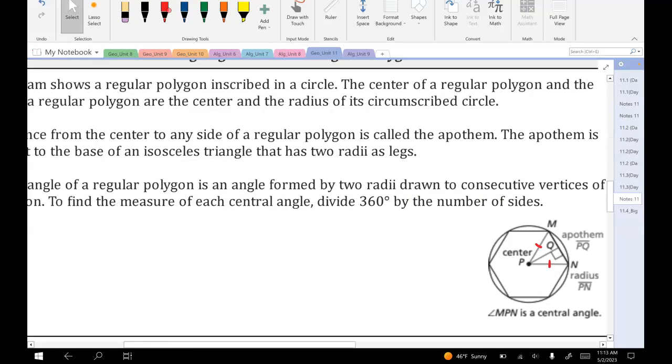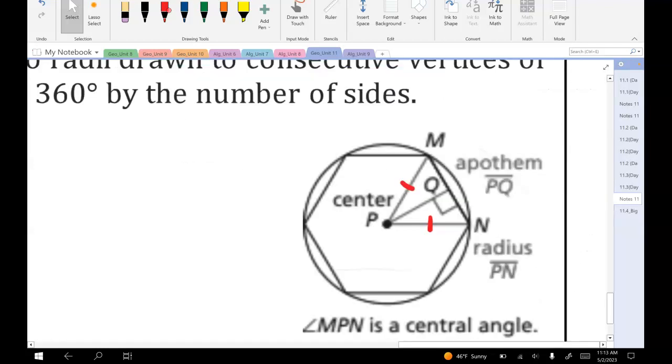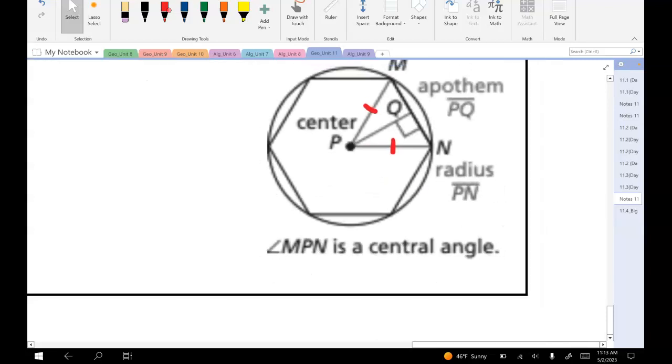It's the height of an isosceles triangle that goes to our base, and our two radii are the legs of our isosceles triangle. Looking at triangle PMN, we know it's isosceles because the definition of isosceles is you have at least two congruent legs, and here we have two congruent legs, here and here. And now we have the base of our triangle, so our apothem is just the height of our isosceles triangle.